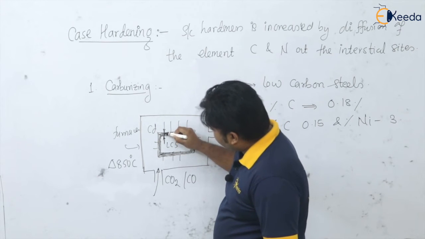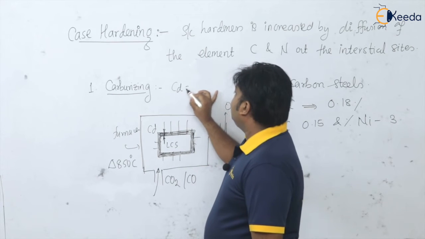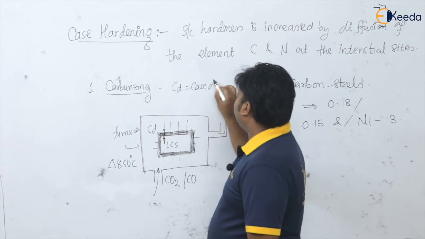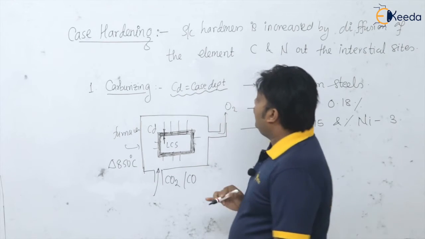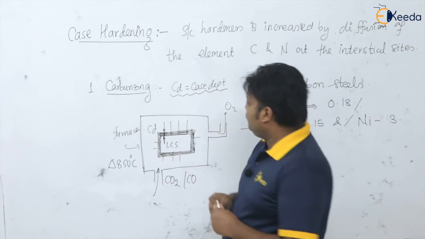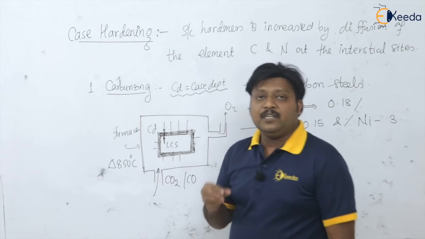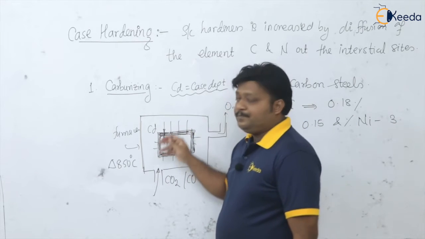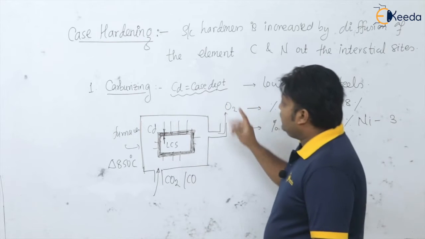This distance, ये जो thickness है, इसको क्या बोलते हैं? Case depth. CD is known as case depth. Please remember this. So CD is nothing but what? Case depth. What is the definition of case depth? The depth onto the surface of the specimen up to which this carbon or nitrogen are getting penetrated. So this is the case depth.